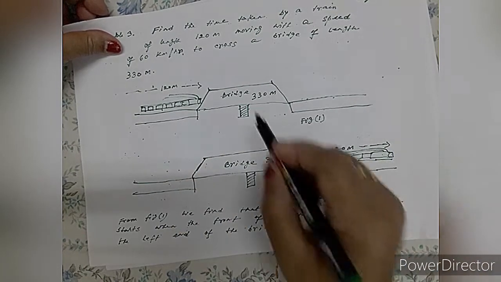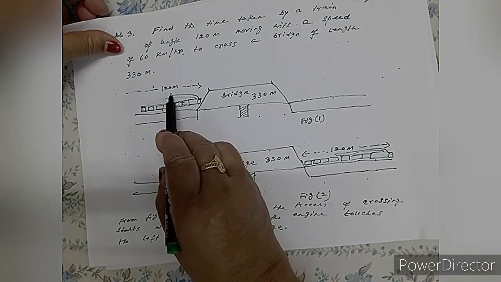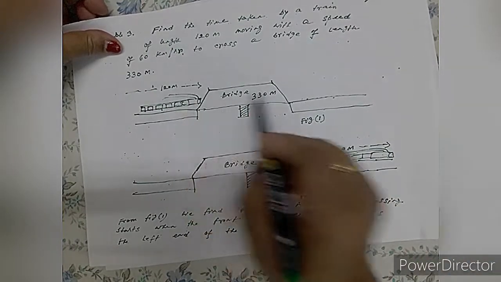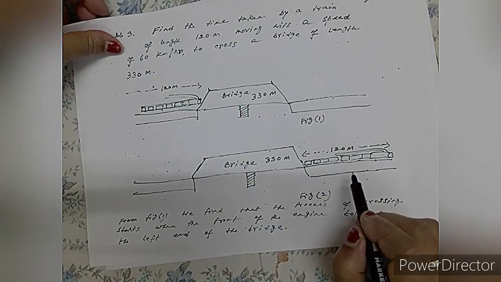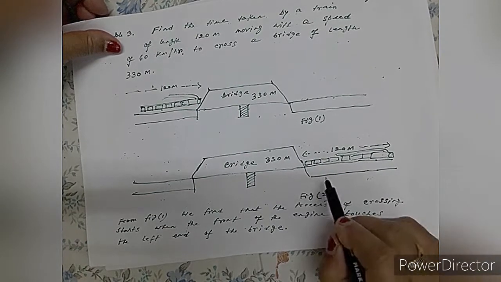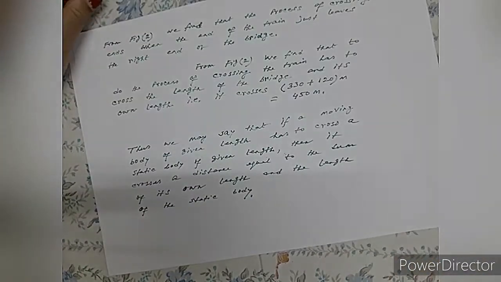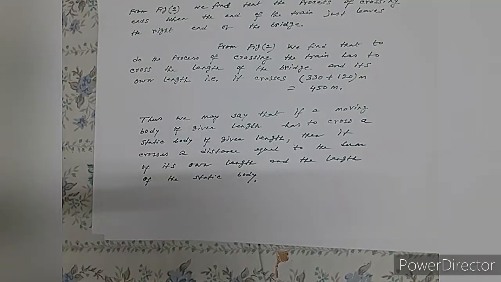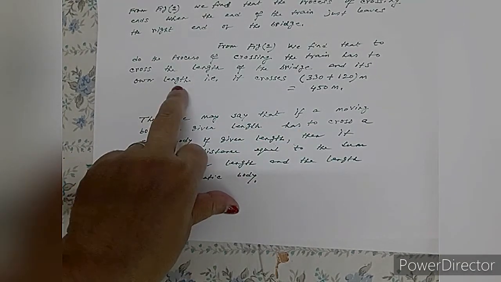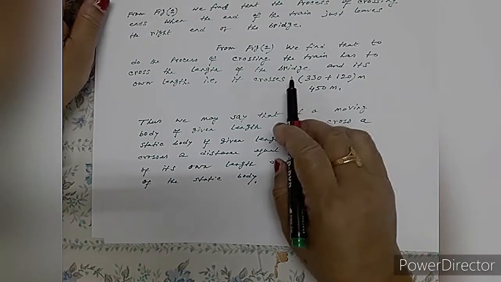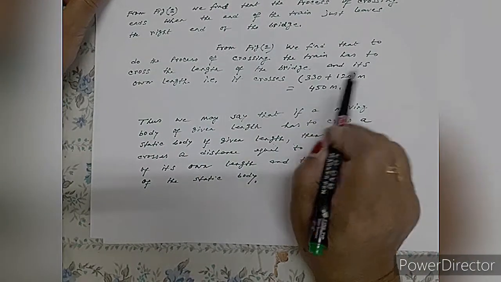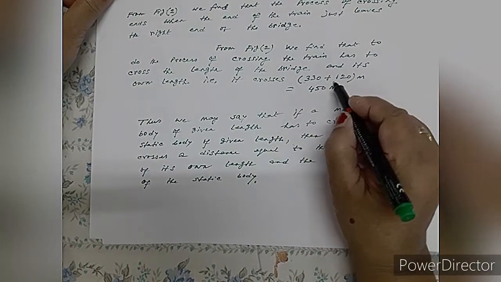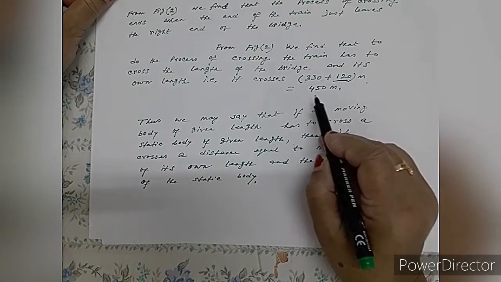Okay. So, how many meters has it covered when the process of crossing is completed? Its own length 120 plus the length of the bridge 330. That is why I am telling you, from figure 2 we find that to do the process of crossing, the train has to cross the length of the bridge and its own length. So it crosses 330 for the bridge and 120 for the train. Adding these, we get 450 meter.